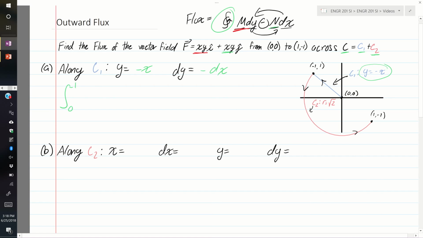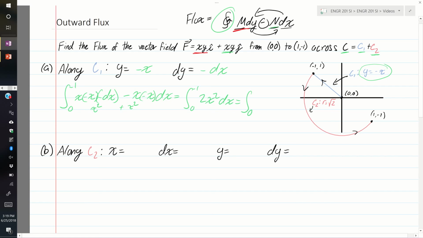So M being xy, so x times y being negative x, times dy, which equals negative dx, then minus N, which is x, times y, which is again negative x, times dx. Simplify that down, and it's the integral from 0 to -1 of x squared plus x squared. So then it becomes 2x squared dx. So now we integrate.